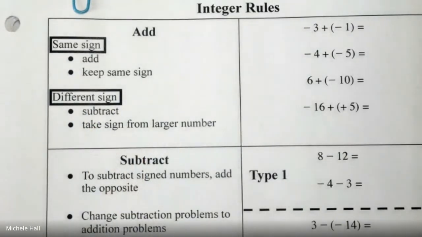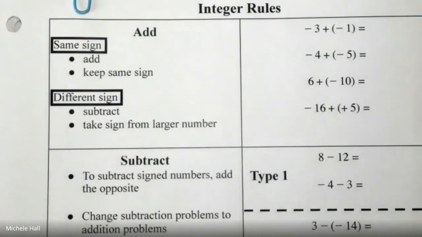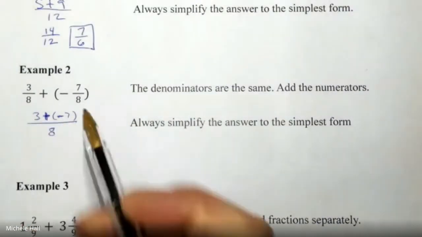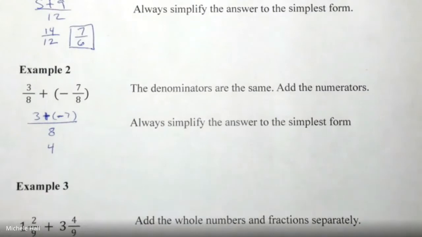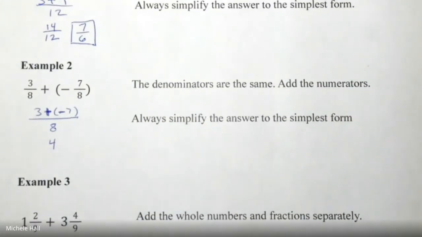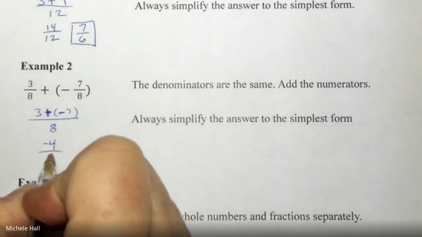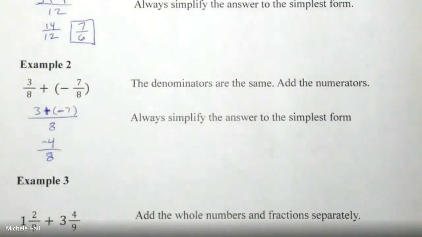That's why this rule should be first in your notes, so you can flip back and be reminded of your integers. So we are adding different signs. It says to subtract. 7 minus 3 is 4, and then take the sign from the larger number. Is it positive 4 or negative 4? Negative 4, and we still have divided by 8. And we simplify. What's the GCF for 4 and 8? 4. 2 works, but if I do 2, that means I have to reduce again because it won't be in the lowest terms.